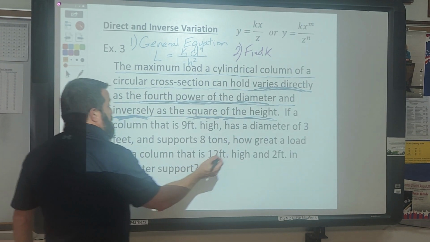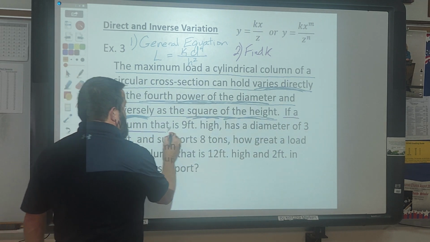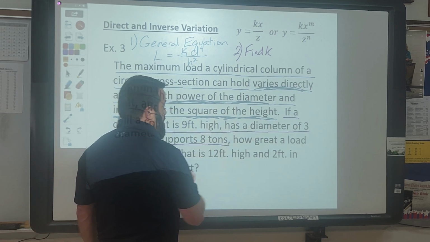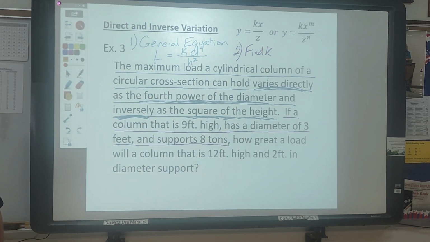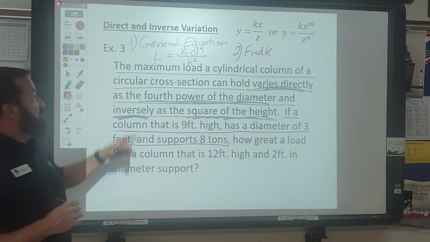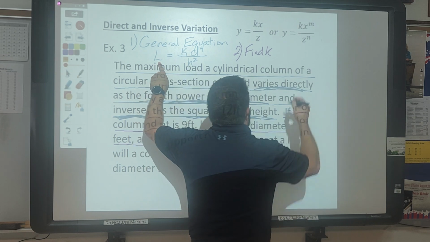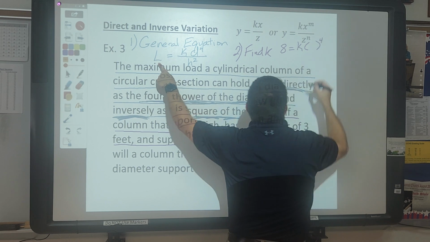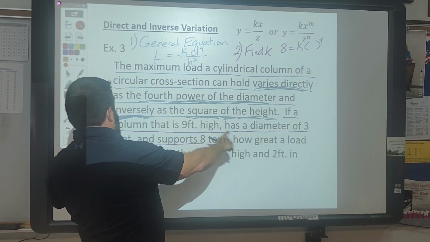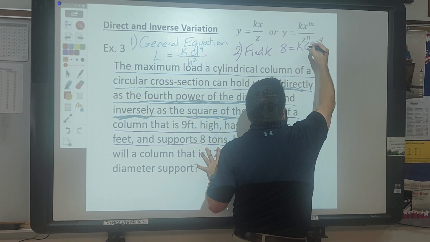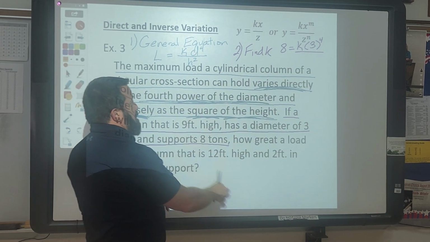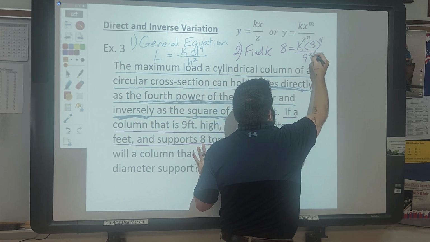It says in the next statement, we've got a column that's 9 feet high, has a diameter of 3 feet, and supports 8 tons. So that is all 3 things other than K. And that's going to allow me then to figure out what K is equal to. So I'm going to take the general equation, and I'm going to put 8 in for L. I've got K times the diameter. The diameter was 3, so that's going to go on top, 3 to the fourth power. And in the denominator, that's the height. The height is 9, so that's going to be 9 squared.